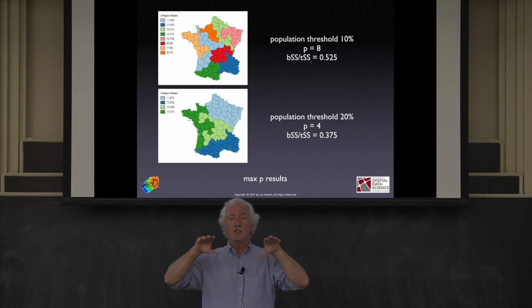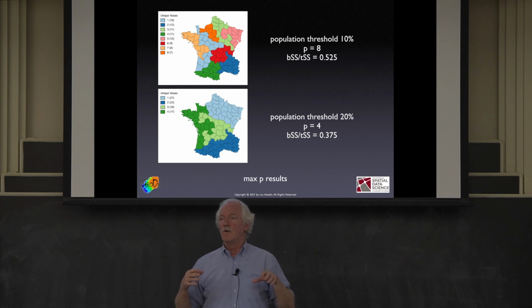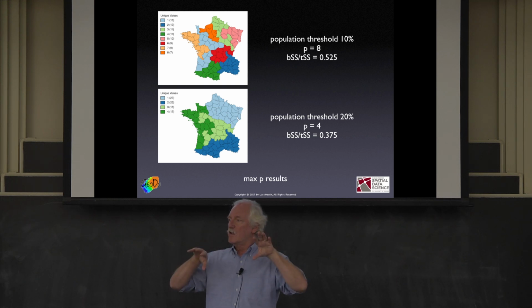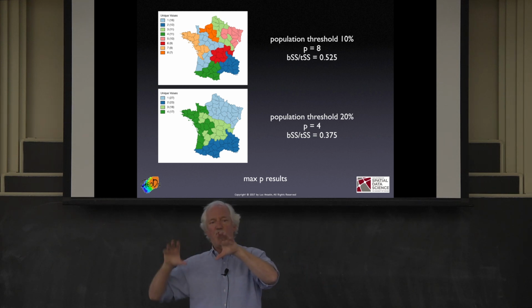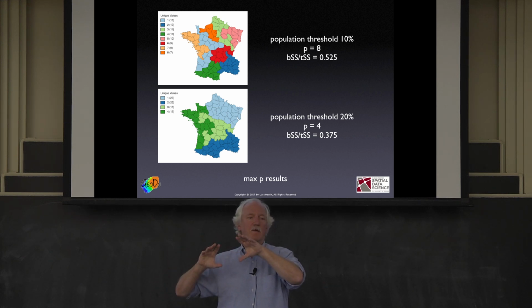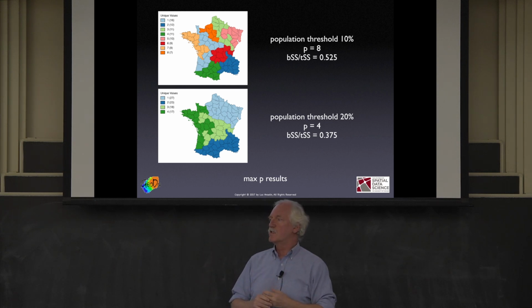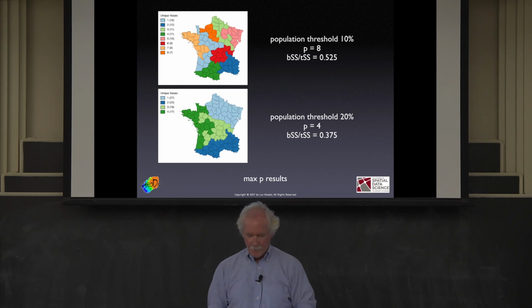If you set the population threshold too high, then you may not get the k that you want, because you're stuck in a subtree. So if your subtree only has 5 elements in it, and these 5 elements have a population that sums to less than your threshold, you're stuck. You cannot go further. So this is something to keep in mind.